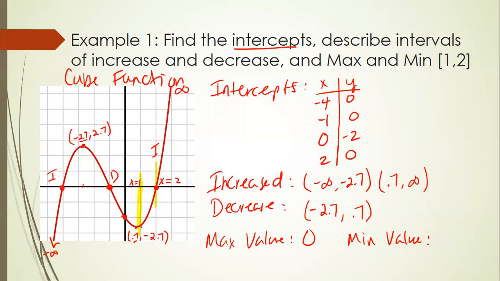And then our min value would be what? It looks like negative 2.5. We'll roll with that. Negative 2.5. Because from the interval from 1 to 2 where I highlighted, that's all you're looking at. So from 1 to 2, what is your largest value and what is your smallest value? So my largest value is at 0 and my smallest is at negative 2.5.